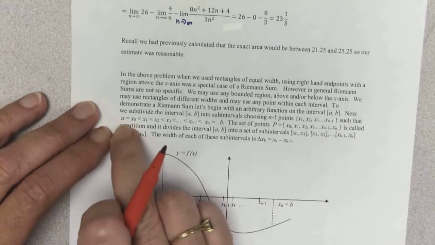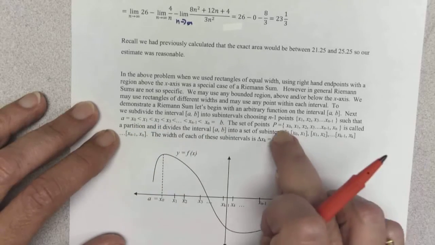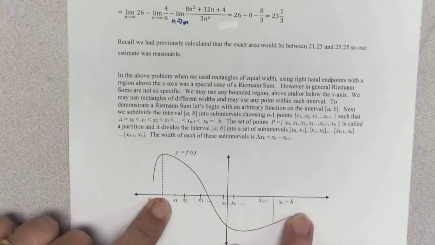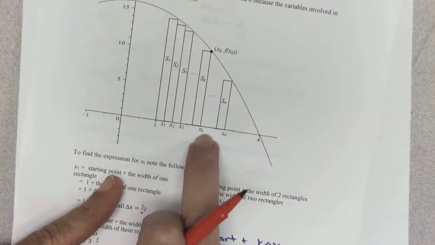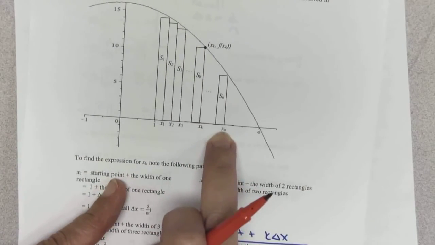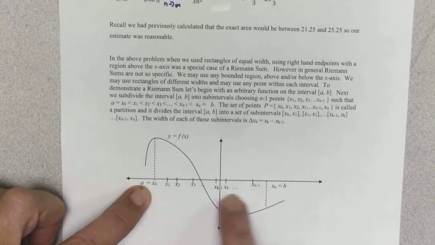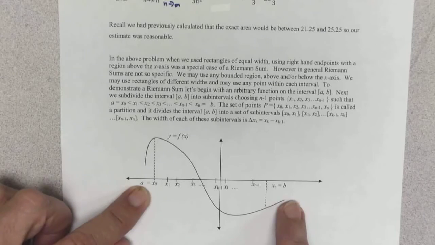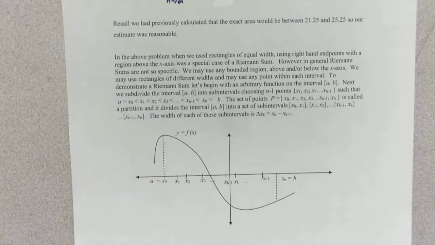is such that a equals x naught less than x1 less than x2 less than x3, and so on. These points here are called a partition. So instead of saying I'm drawing rectangles, what we did before, where all our points represented bases of rectangles, the only difference here is that we're not going to call these bases of rectangles, we're going to call them a partition. A partition is just where you've subdivided an interval into subintervals.